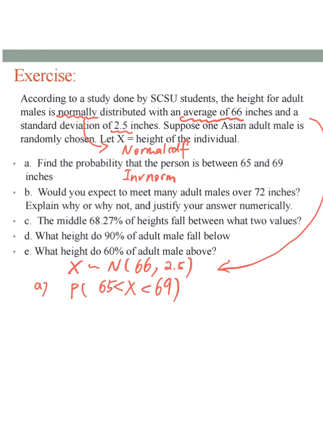We are looking for probability, so we should use normal CDF. If probability is given, we use inverse norm. If we are looking for probability, we use normal CDF. And for normal CDF, we need to take 4 inputs: 65, 69, my minimum and my maximum, my mean equal to 66, and my standard deviation 2.5. So input these 4 numbers, press enter. It will give you the probability number.